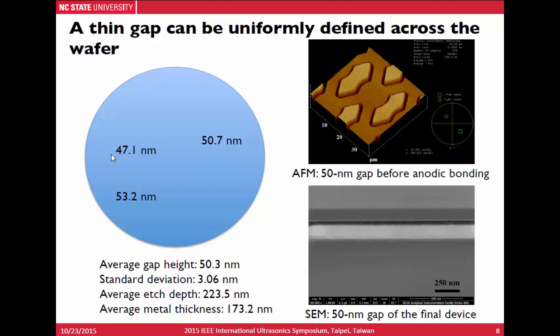We have shown that we can define a thin gap across the wafer. The AFM image shows the 15 nanometer gap before anodic bonding, and the SEM image shows we can achieve a 15 nanometer gap for the final device.